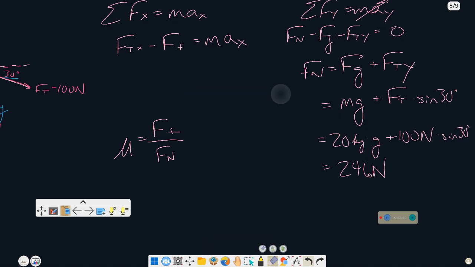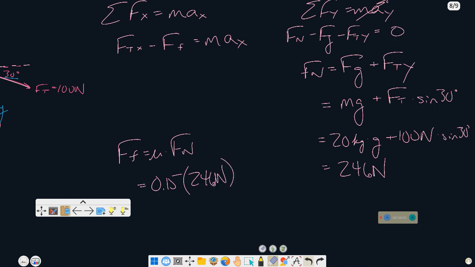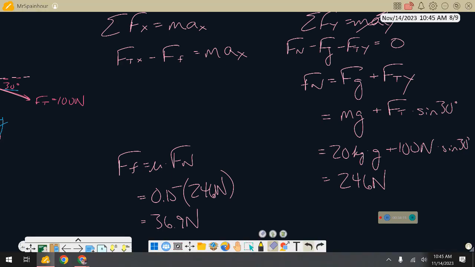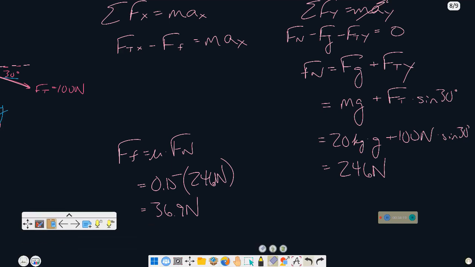You're also welcome to do this very basic algebra to already have it sitting like this. Force friction is equal to mu times force normal. Mu is 0.15. Force normal is 246 newtons. So that should be 24.6, 12.3, 36.9. Interesting. All right, and what can I do with that 36.9?